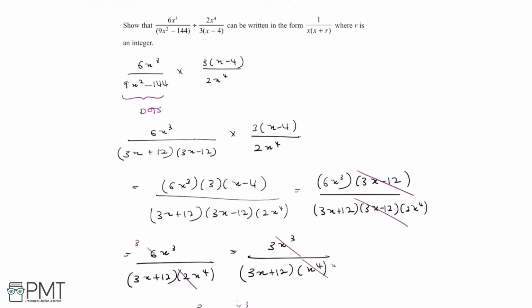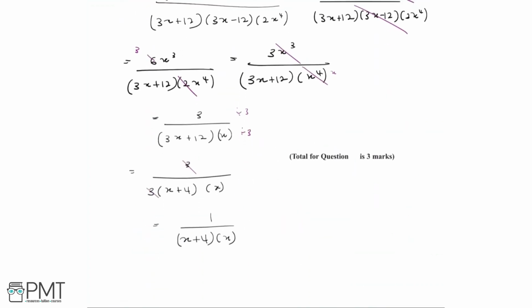And to write this in the format 1 over x multiplied by x plus r, we can say that this is equivalent to 1 over x multiplied by x plus 4. And so we've written this in the form 1 over x multiplied by x plus r, where r is equal to 4.